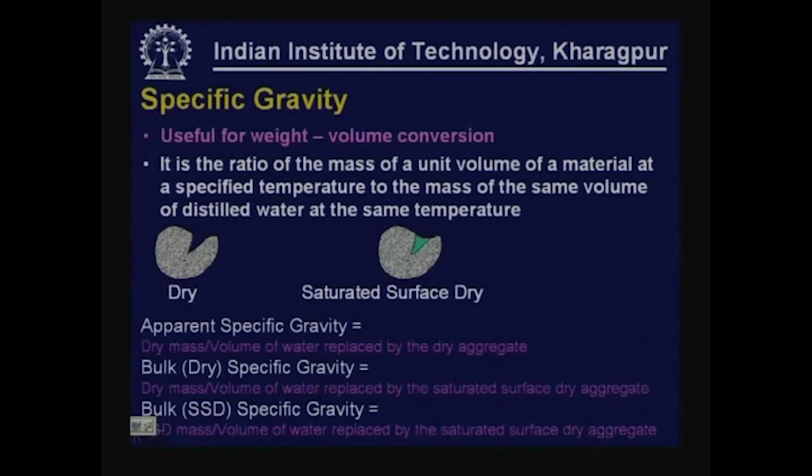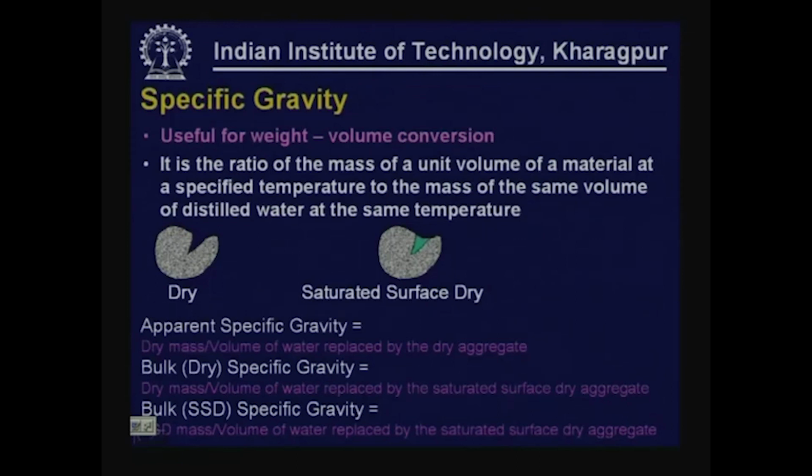So, we have various types of specific gravities: apparent specific gravity and bulk specific gravity, and we have two types of bulk specific gravities, dry and then saturated surface dry. On the left side of this case, what you see is a dry aggregate, bone dry, absolutely no moisture, whereas on the right side you see a saturated surface dry aggregate, where the pores are filled with water.